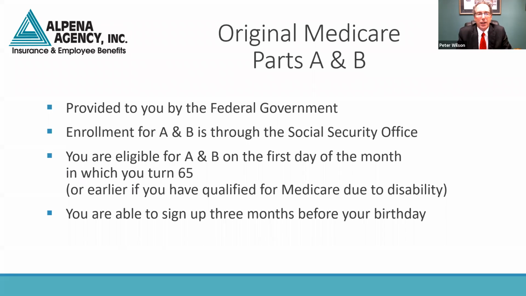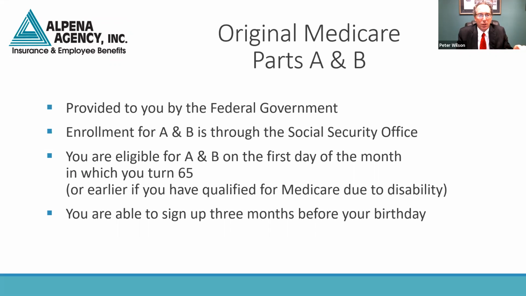So the original Medicare is parts A and B. Now, these parts are provided to you by the federal government. You enroll in A and B through the Social Security office. So this is directly through the Social Security office or online through the Social Security office. This is how you're going to enroll in A and B.